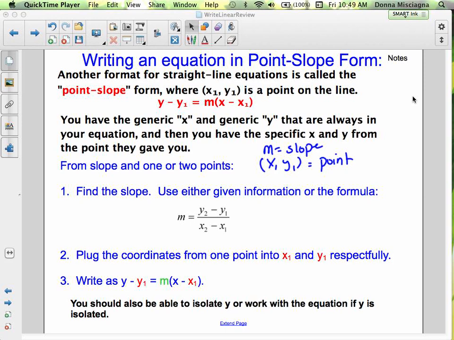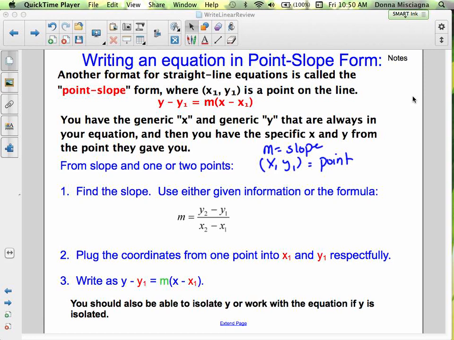So from slope and one or two points, we can write the equation in point slope form. If we don't have the slope, we're going to need 2 points to find the slope. We can use either point when we write the equation in point slope form. We'll just plug the coordinates from one point into x1 and y1 respectively, and write the equation as y minus y1 equals m times x minus x1. We could also isolate y, and you should be able to either isolate y yourself or work with the equation if y is isolated. And we'll be doing that in this lesson here.